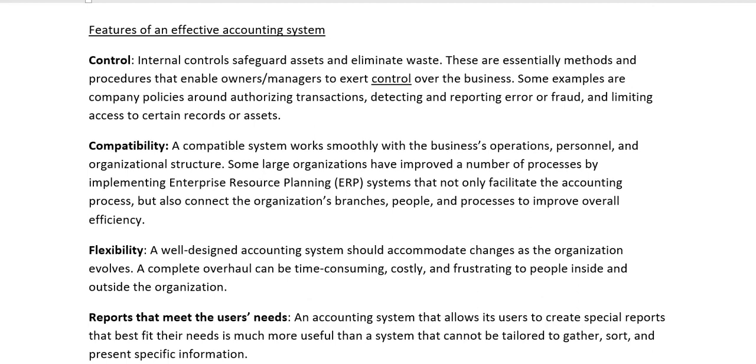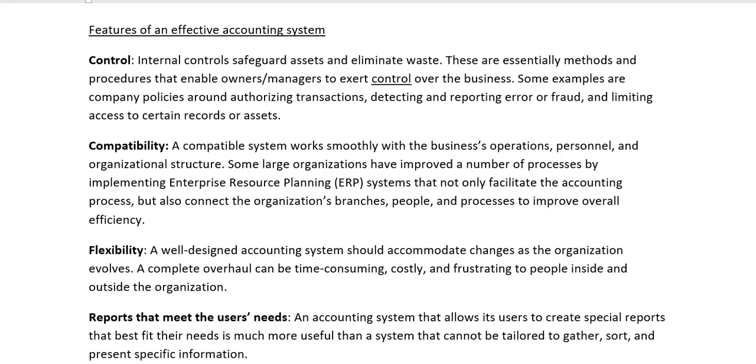Some features of an effective accounting system. First and foremost, you want control. Internal controls safeguard assets and eliminate waste. These are essentially methods and procedures that enable owners or managers to exert control over their business. Some examples are company policies around authorizing transactions, detecting and reporting error or fraud, and limiting access to certain records or assets.